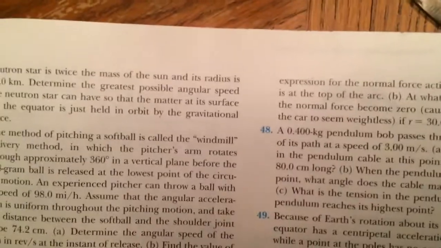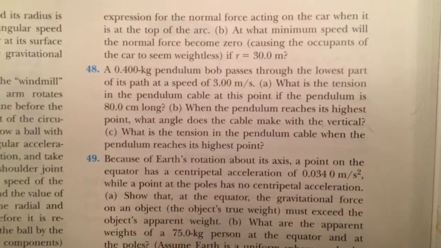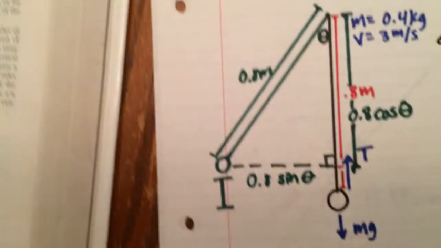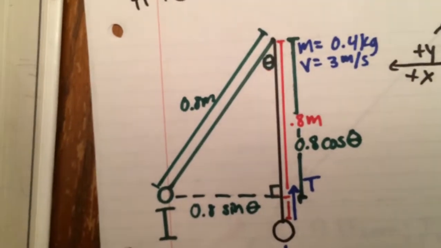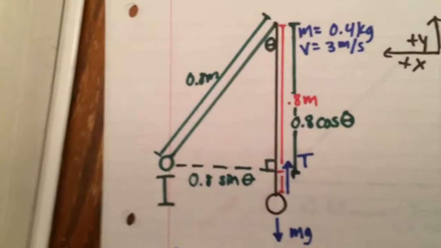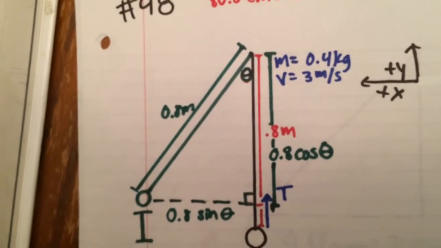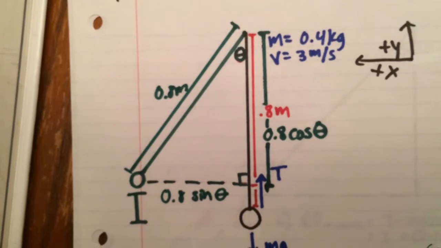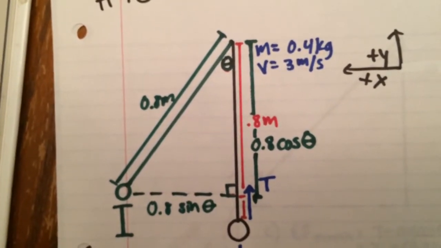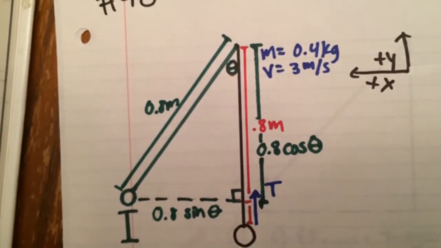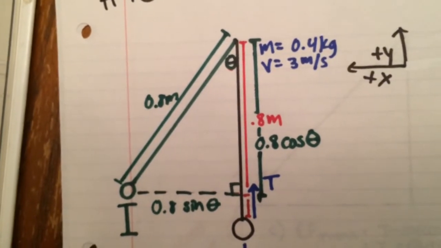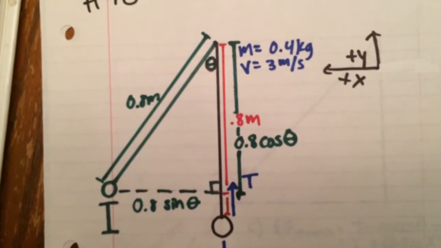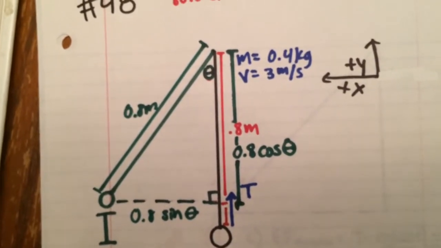And B: when the pendulum reaches its highest point, what angle does the cable make with the vertical? So in the green, I labeled the pendulum at its maximum point with theta being the unknown angle with respect to the vertical. The length of the string is still the same, 0.8 meters, and that's the hypotenuse. Knowing that, we can label the other two sides appropriately with cosine and sine.